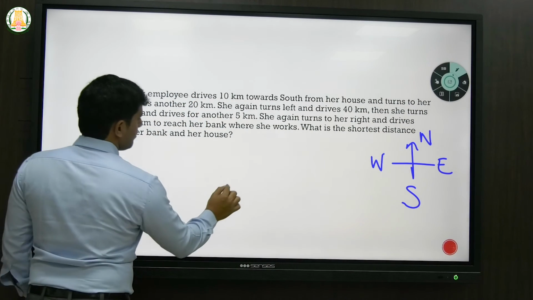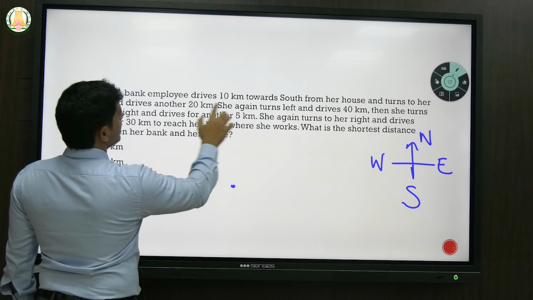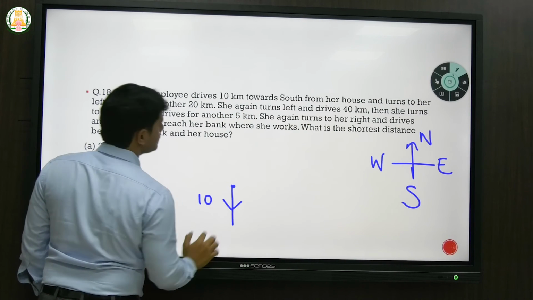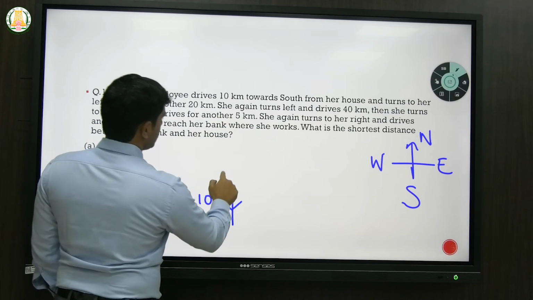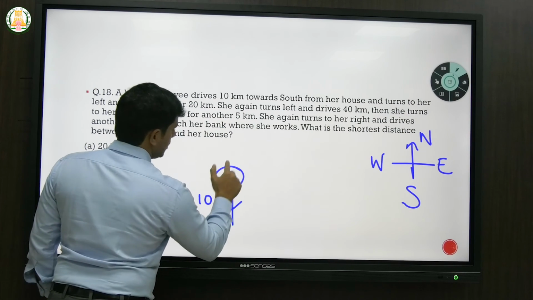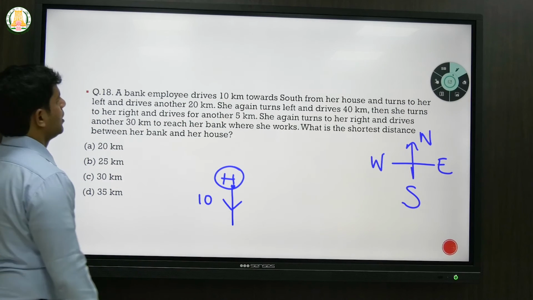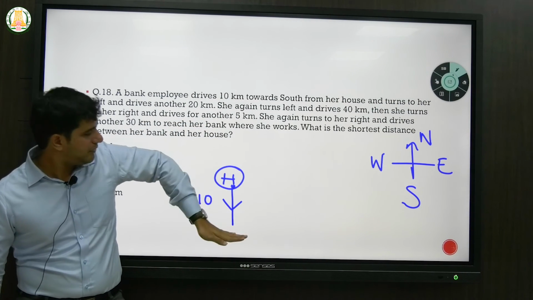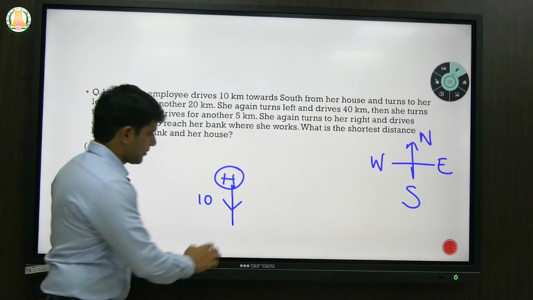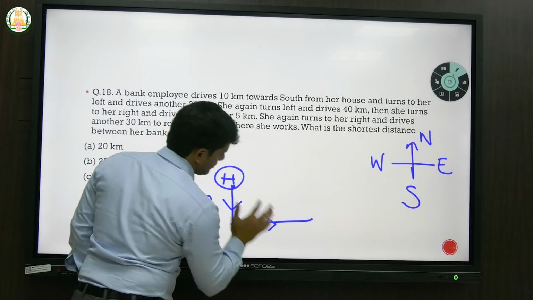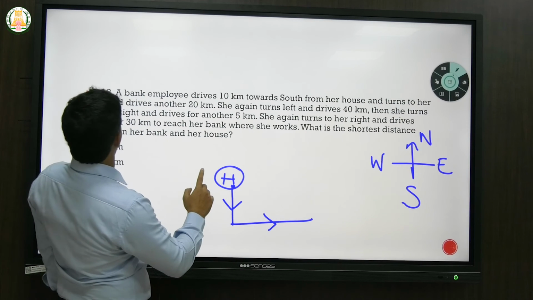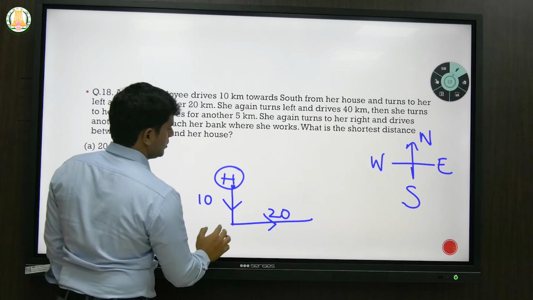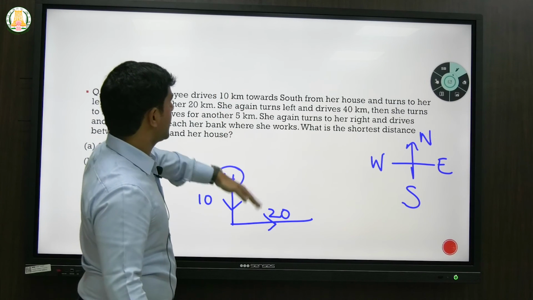So now let's say a bank employee starts from here and drives 10 kilometers towards south. That means downwards 10 kilometers from her house. So the house is here, let's say. From here, she goes down and turns to her left. If she goes like this, her left will be this one. And she drives another 20 kilometers. She again turns left and drives 40 kilometers.